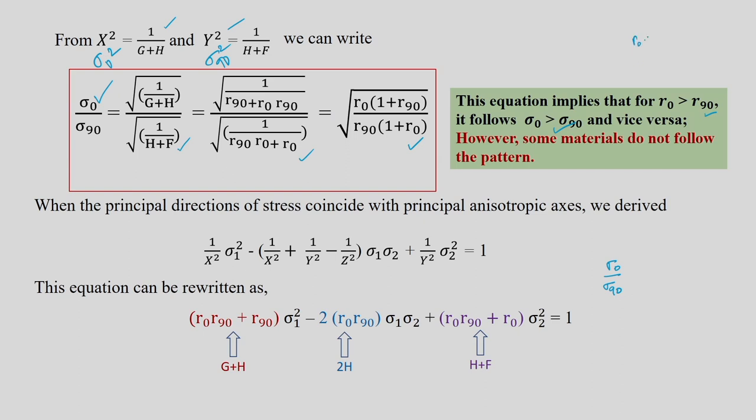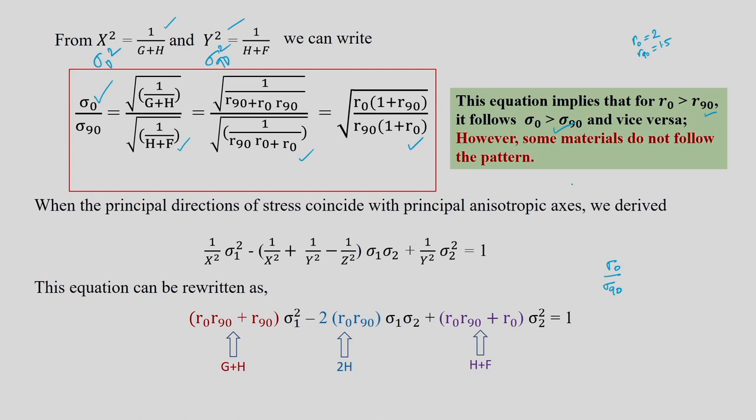Let us say R0 is, for example, 2 and R90 is, maybe 1.5, or you can take 1 also. You can check it here. Your sigma 0 would be greater than sigma 90. Which means that if the ratio R0 by R90 is greater than 1, then sigma 0 by sigma 90 will also be greater than 1. That is another way to see it.